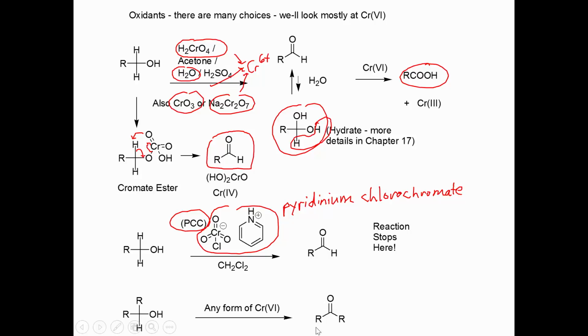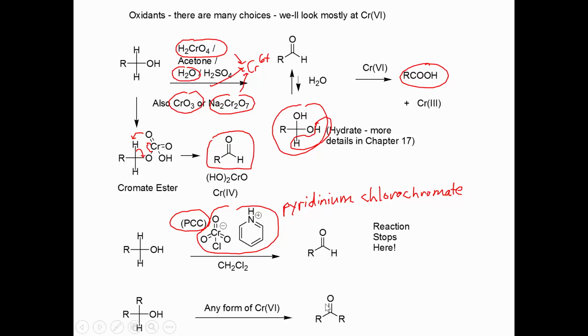With a ketone, it doesn't matter which form of chromium-6 you use. With a secondary alcohol, you always get a ketone because further oxidation is difficult and requires a different type of reagent that we'll look at in the ketone chapter. So any form of chromium-6, whether it be PCC or chromic acid or sodium dichromate, will convert a secondary alcohol into a ketone.